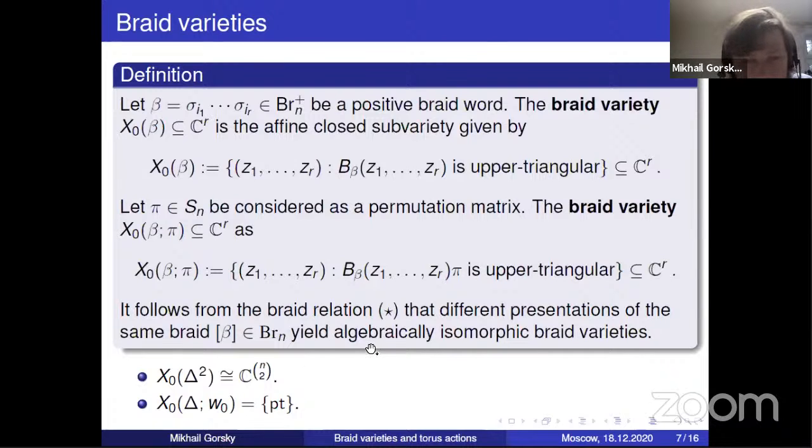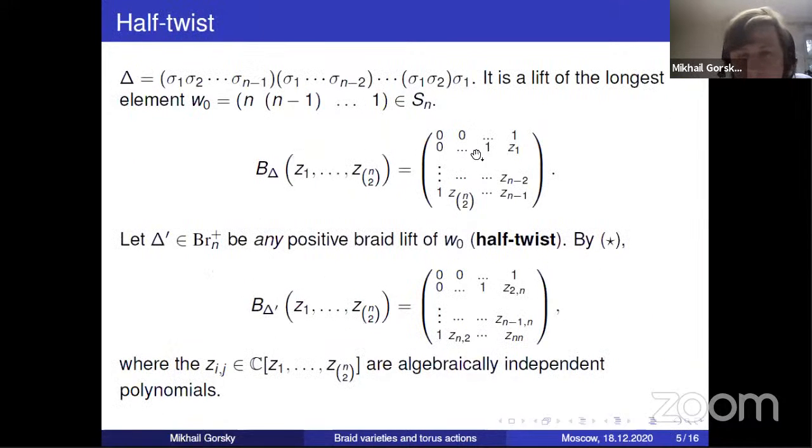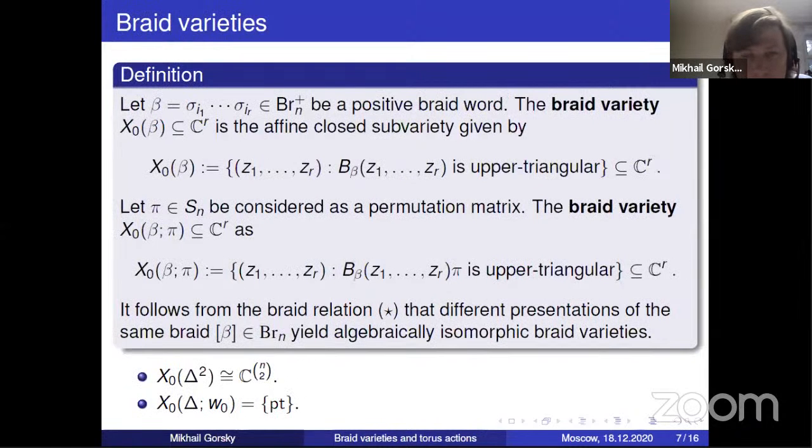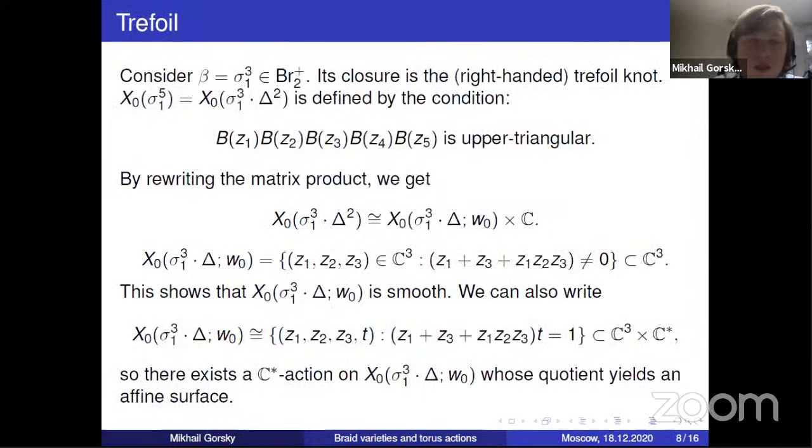And the second easy example is half twist, where we multiply by the permutation W naught, which is the longest element. I will not explain this in detail, but you can check that now this will be just a point. There will be no free parameters at all. If you multiply this by the permutation matrix 1, 1, 1, 1, then you can check what happens and see that you get just a point.